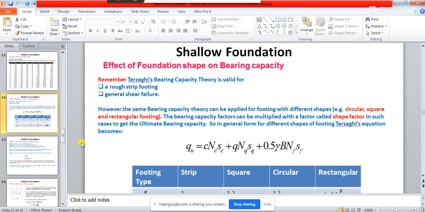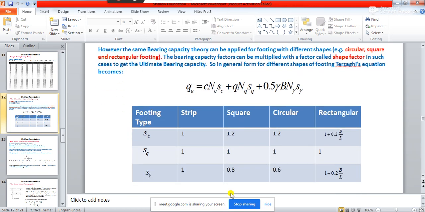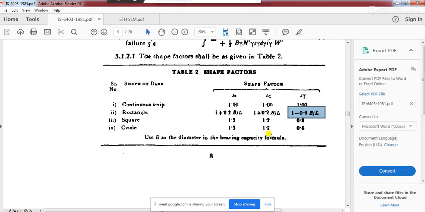This is Terzaghi's shape factors. You see, in case of Terzaghi, for every footing, whether strip, square, circular or rectangular, the values of SQ were 1. However, you notice in case of the Indian Standard Code, the SQs have some values. Only for continuous strip footing is the SQ value 1. Other than that, for rectangular, circular and square footing, everywhere it has some value.